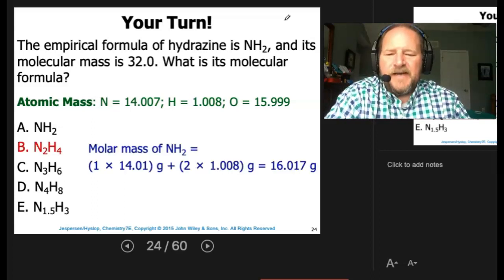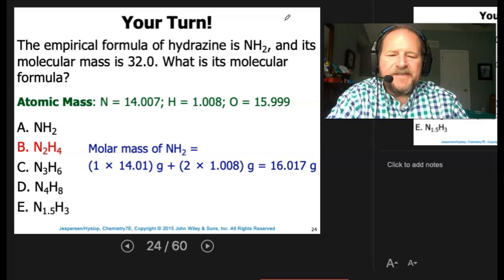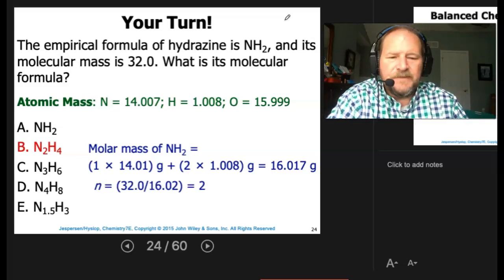First thing we need is the molar mass of the NH2, and that's going to give us 16.017. Then we're going to take the known value 32, divide by 16. That gives us the multiplying factor of 2. We know that NH2 then is our empirical formula. We multiply by 2, and that's how we got the N2H4.